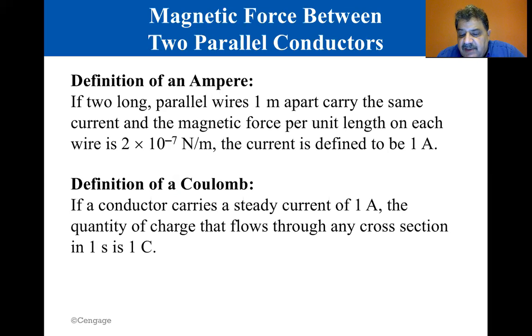All right, this ends this section on magnetic force between two parallel wires. The next section is section 19.9, magnetic fields of current loops and solenoids.